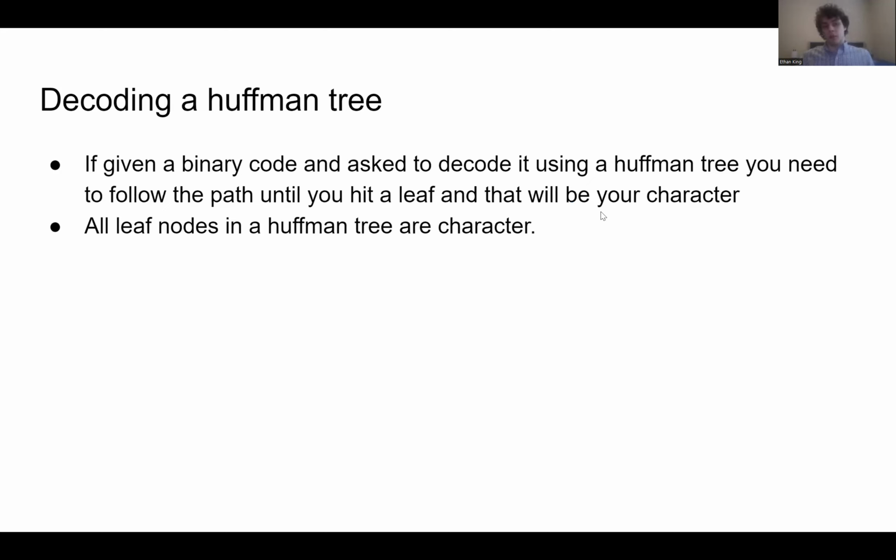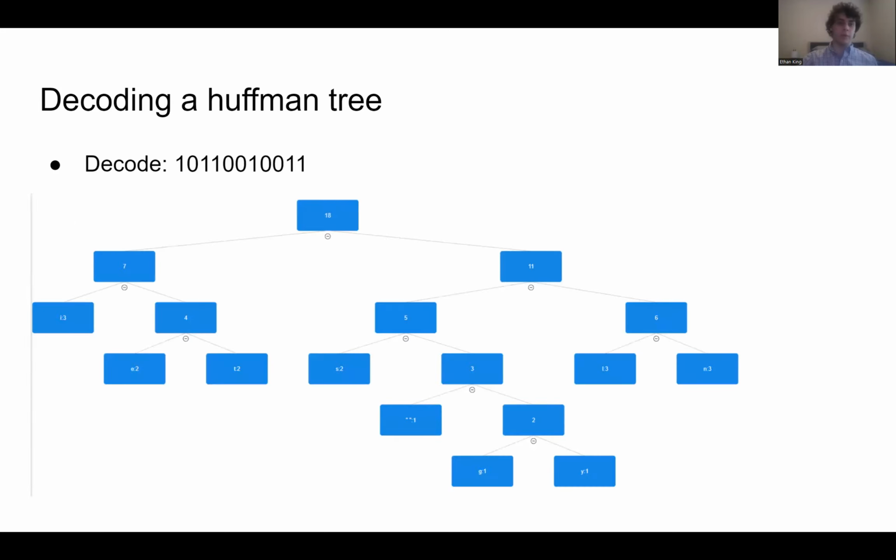So if we're given a binary code and we're asked to decode it using a Huffman tree, we're going to need to follow our path until we hit a leaf. Because in a Huffman tree, every leaf is going to be our character. It's going to be our data that we're storing, and we're using it to compress. So with this example, we've got the code of 101100100011. To decode this, we're going to follow its path.